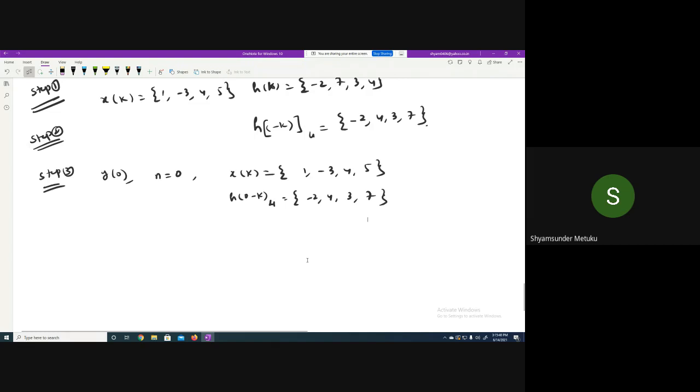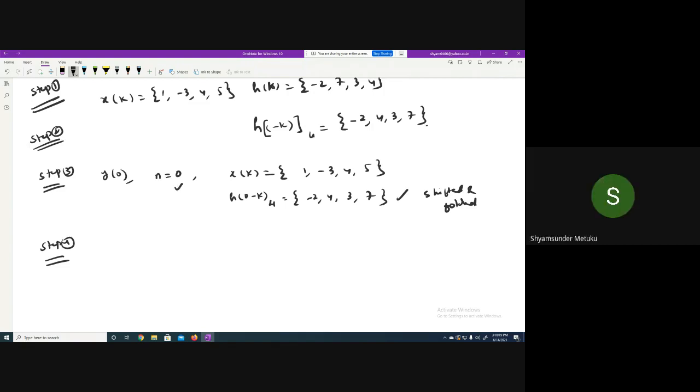So what step 3 says is, based on the output sample, you need to shift the h of minus k. So I am not shifting, simply this one. Without shifting, we get this one as step 3. What is step 4? Multiply the shifted and folded sequence. This is the shifted and folded. In this particular case, shifting is not there because n equal to 0. Yes or no?